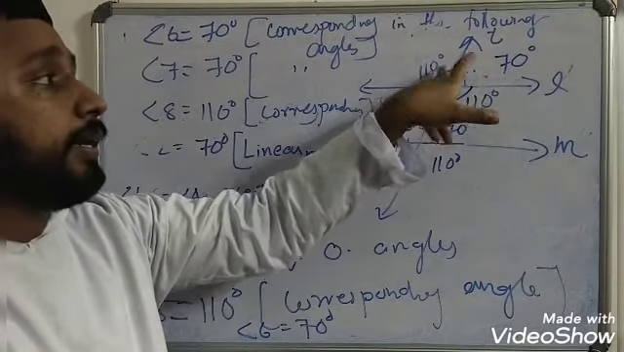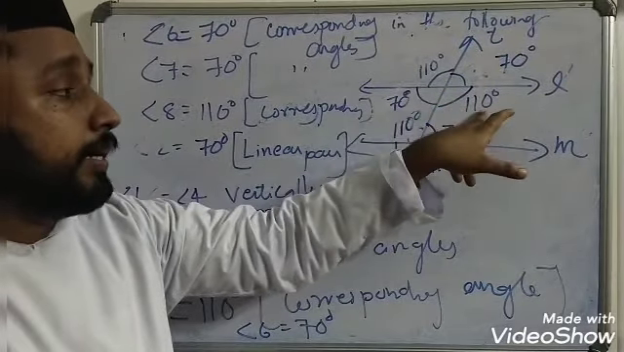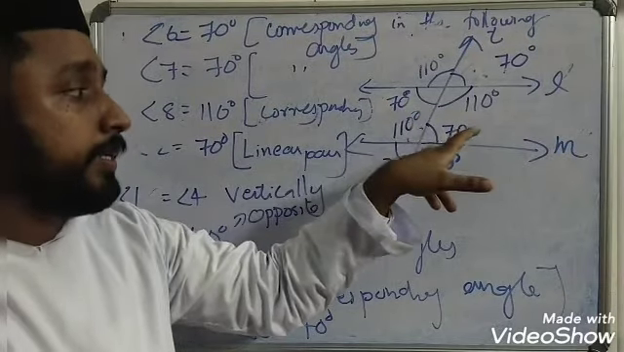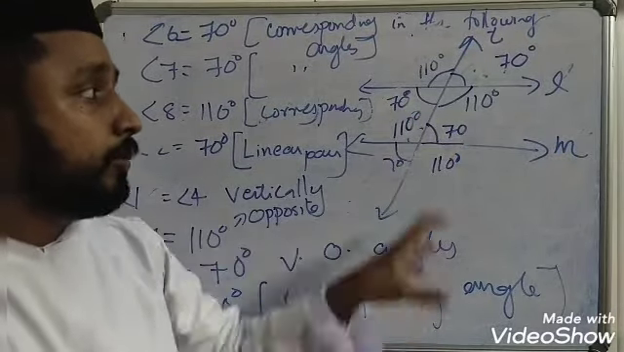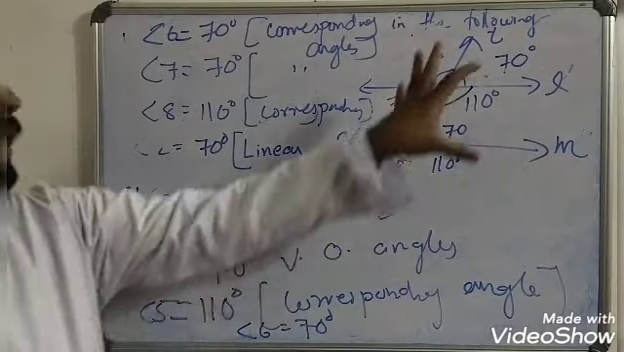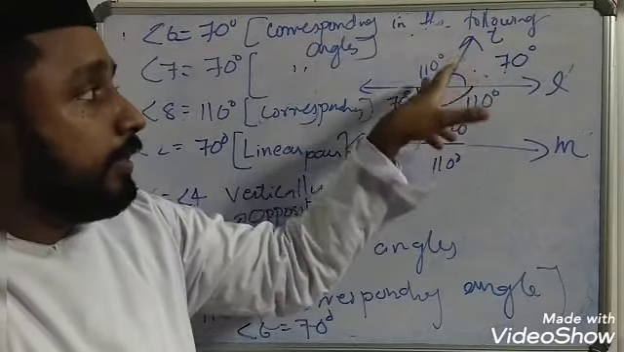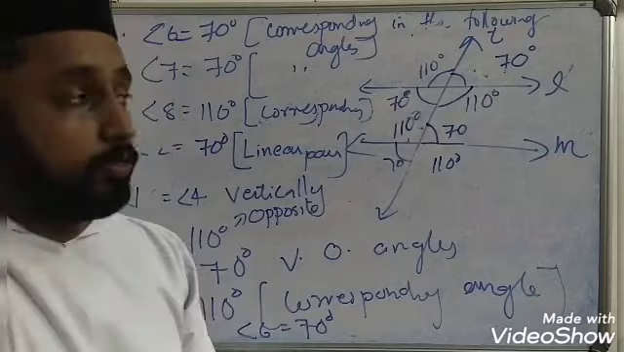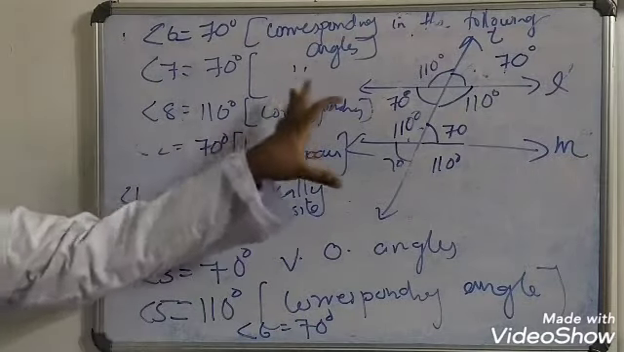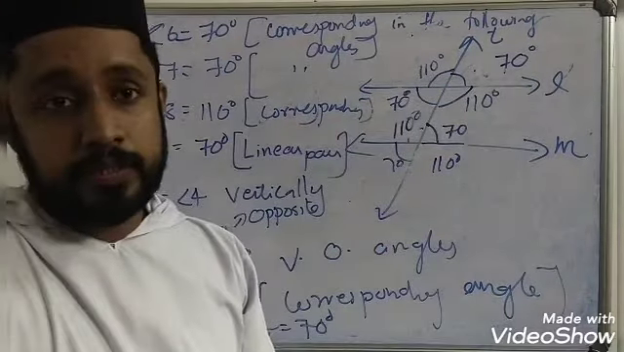Here 110, 70, sum is 180 degrees. Here 70, 110 degrees, that is 180 degrees. 110, 70, 180 degrees, 70, 110, 180. So the adjacent angles are supplementary. Their sum is 180 degrees. Then corresponding angles are equal. Alternate interior angles are equal. Then adjacent angles are supplementary. So these are the main conditions. So if we have one measure, we can easily find the other measures.